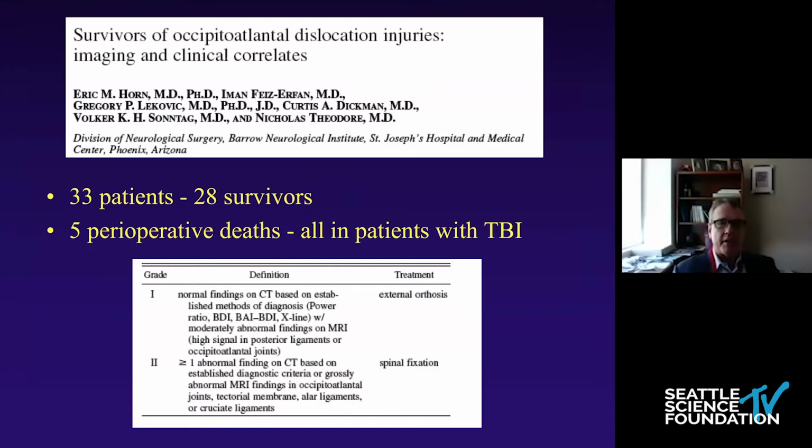This is another series from down at the Barrow. They had 28 survivors, again showing that a lot of these patients can survive nowadays. And they simplified the grading to either normal findings based on CT with some subtle abnormalities on MRI, and those patients were put in an external orthosis, or patients with abnormal CT findings and abnormal MR findings who underwent spinal fixation, so grade 1 and grade 2.